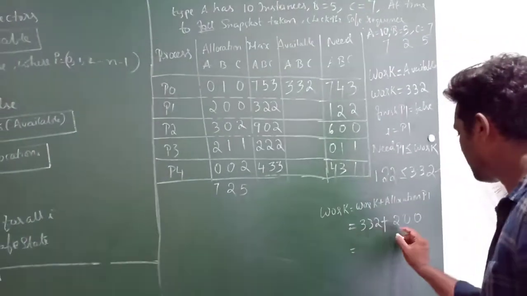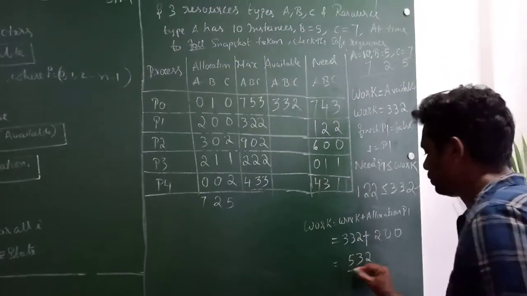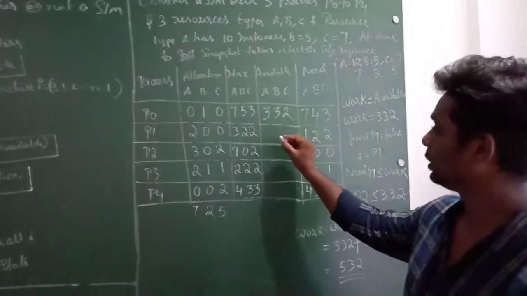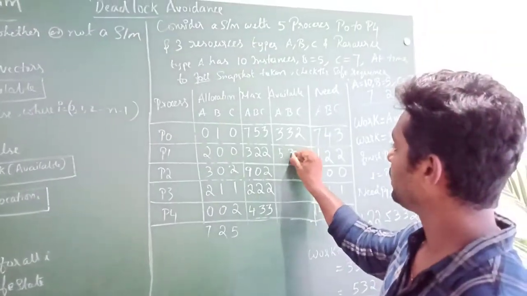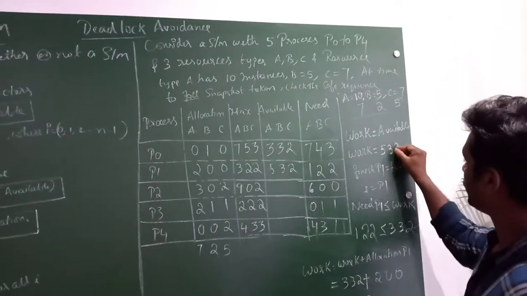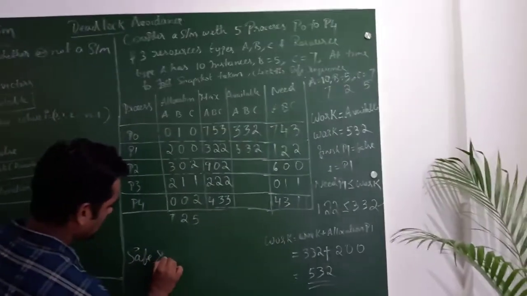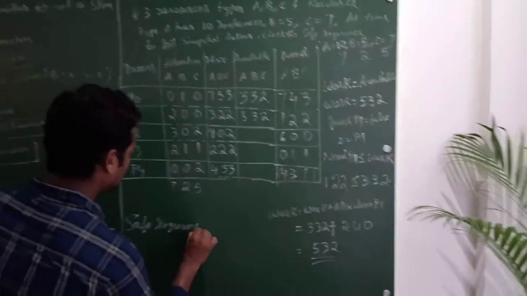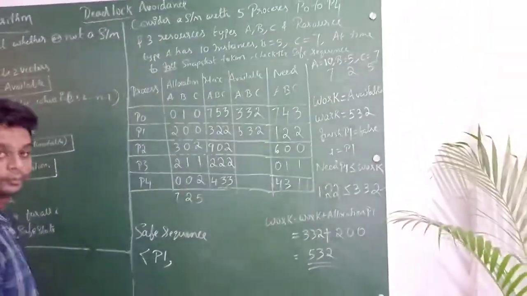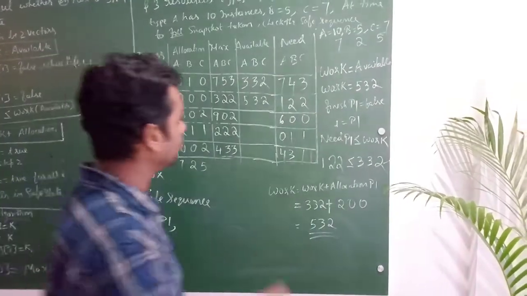So then what happens? 3 plus 2 is 5. 3 plus 0 is 3. 2 plus 0 is what? So next, work will become what? It becomes 532. So I need to write the safe sequence. This is what the marks carries. Okay. Which is the first process to execute is P1. Still P0 not executed. Hope you are getting with this.